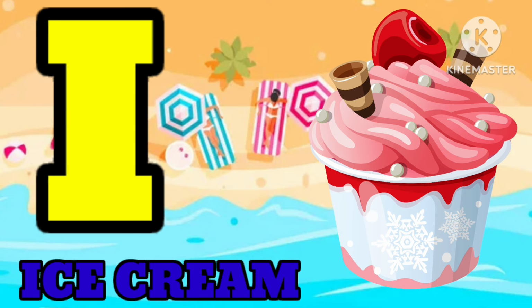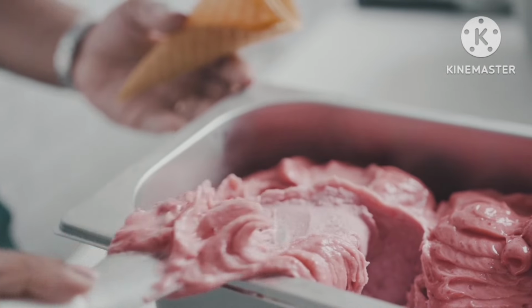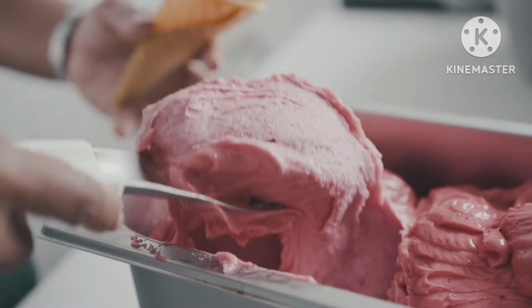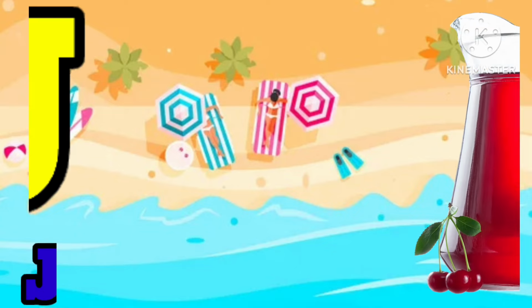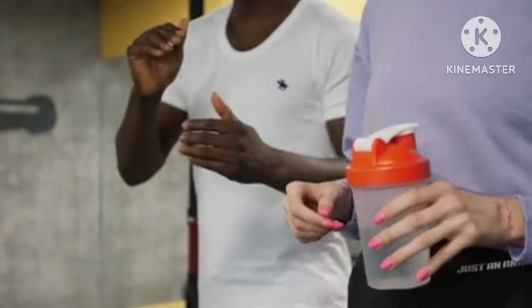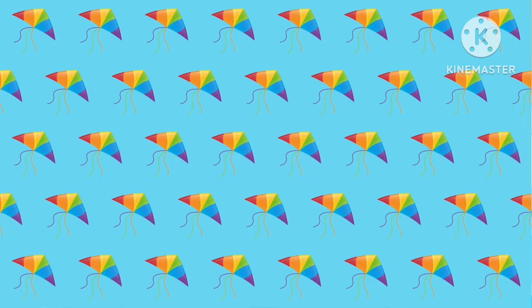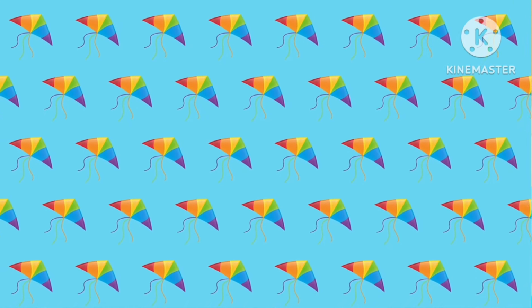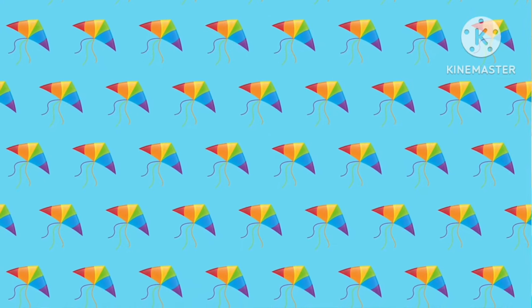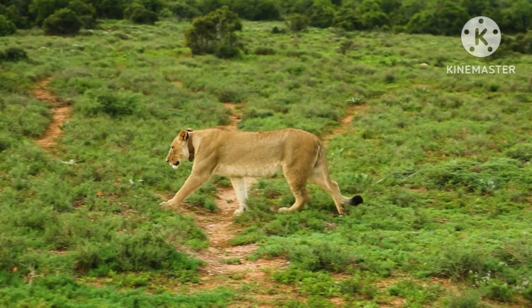I for ice cream. Ice cream means ice cream. J for jug. Jug means jug. K for kite. Kite means patang. L for lion. Lion means sheep.